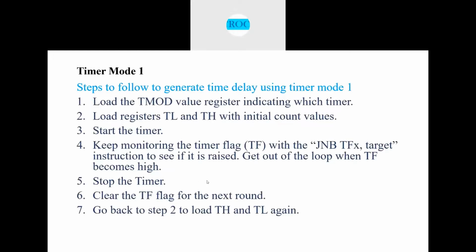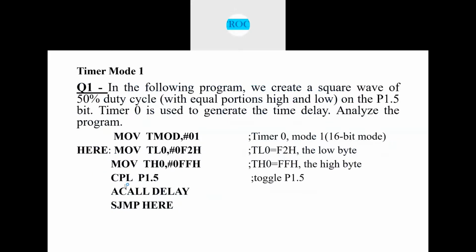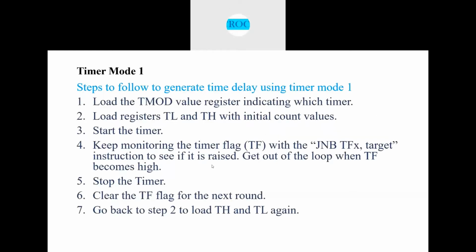As everyone understands, the program written there follows these steps. First, we are loading the TMOD register. After that, we are loading the TL and TH registers with the initial count. In the example, the initial count we have is FF, the higher byte, and the lower byte is F2, FF F2 there, right? Next, we are complementing P1.5 there, right? And ACALL delay.